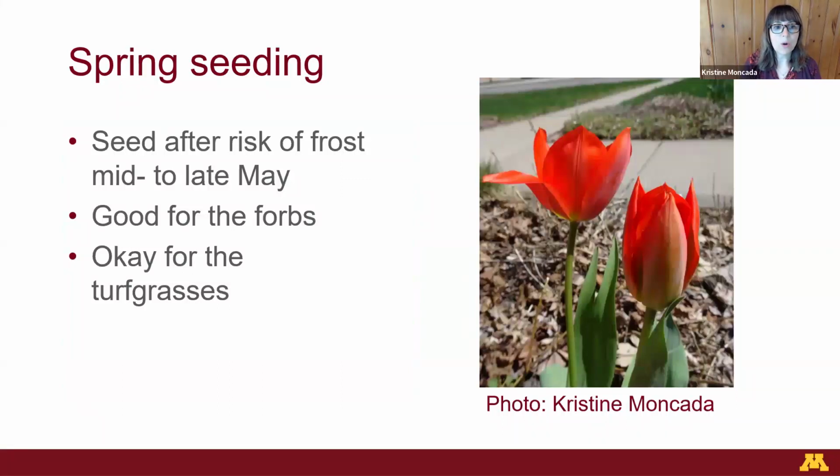So for spring seeding, like I said, this is when you're planting other things in your garden as well. You want to seed after the risk of frost. In our area here in Minnesota, in the Twin Cities, that's usually mid to late May. That may vary depending on where you're located. A spring seeding is very good for the forbs that are in a bee lawn mix. They have plenty of time to establish and grow and get ready throughout the season to survive the winter that comes later in the year. It's an okay time for turf grasses. Like I said, fall is a little bit better for turf grasses to establish, but spring is fine as well.